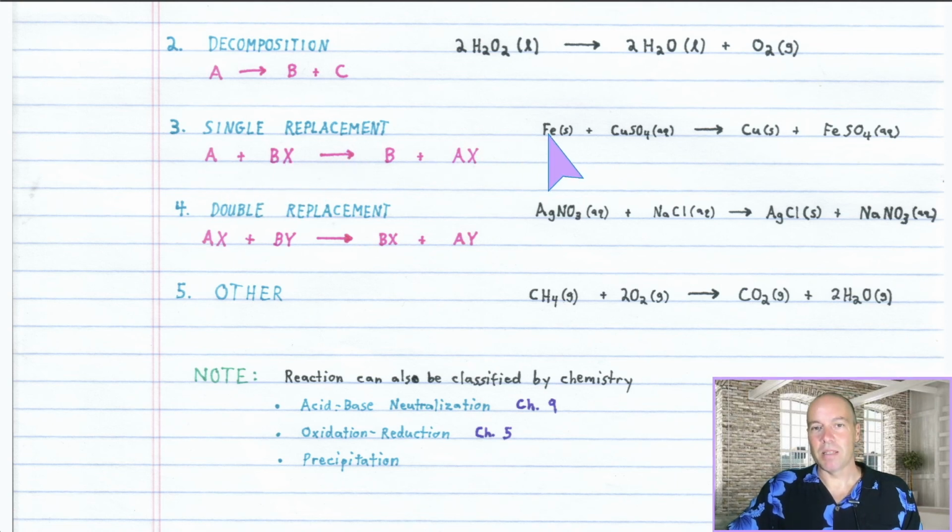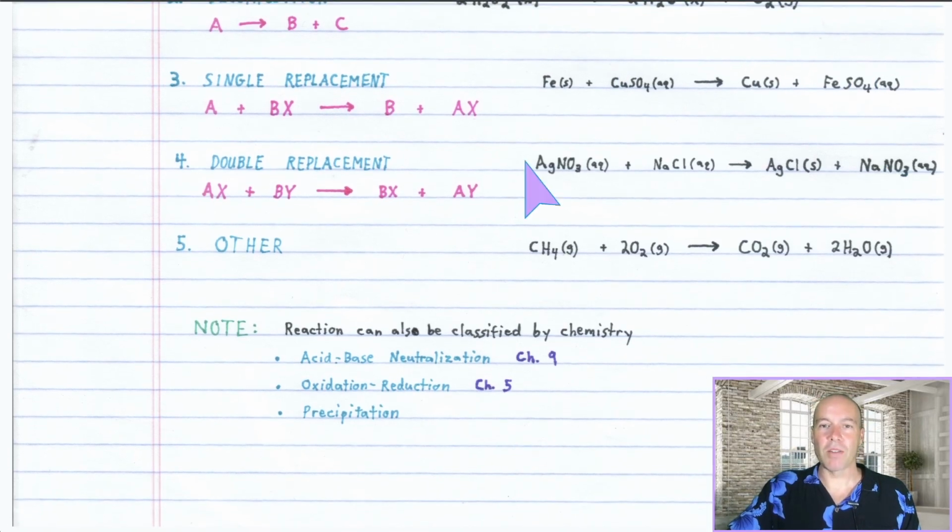And an example is solid iron reacts with copper(II) sulfate in aqueous solution to form solid copper and iron(II) sulfate in solution. So you see the copper and the iron are switching places. Okay, so it's a single replacement reaction.